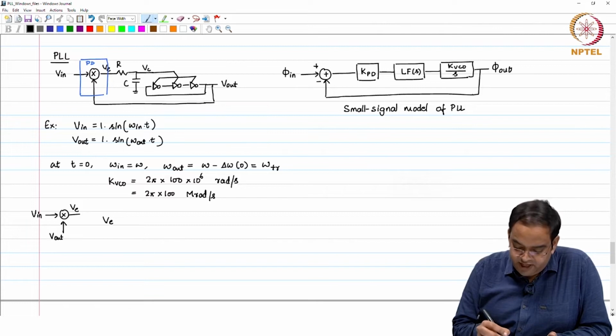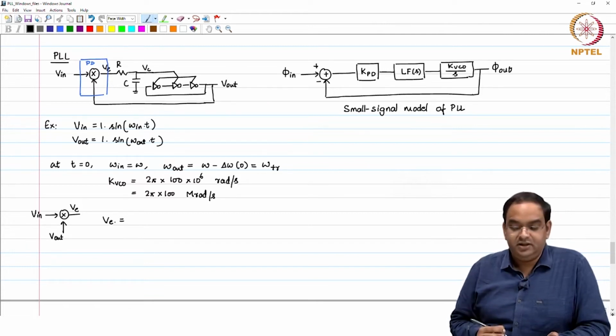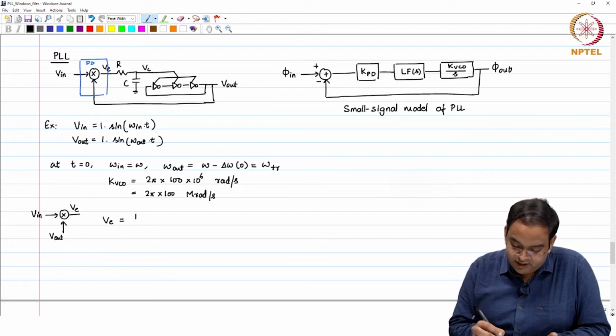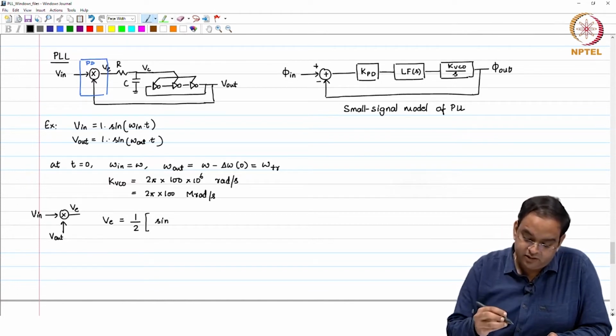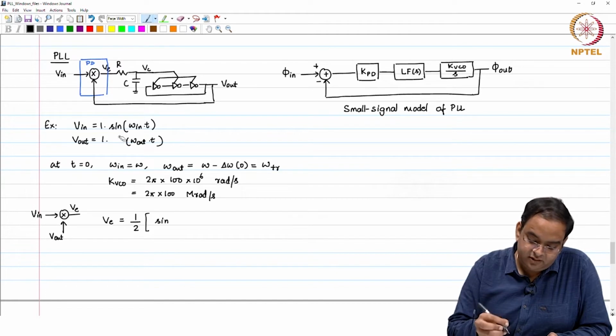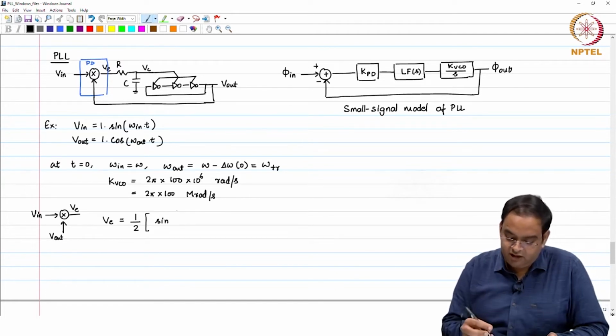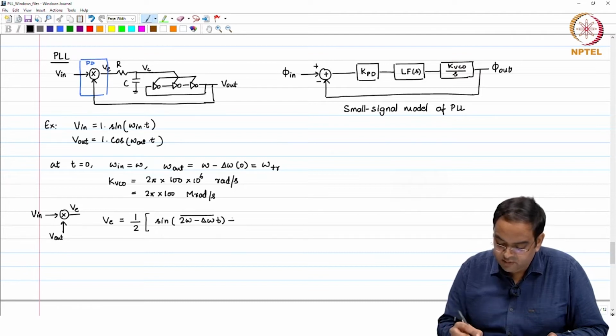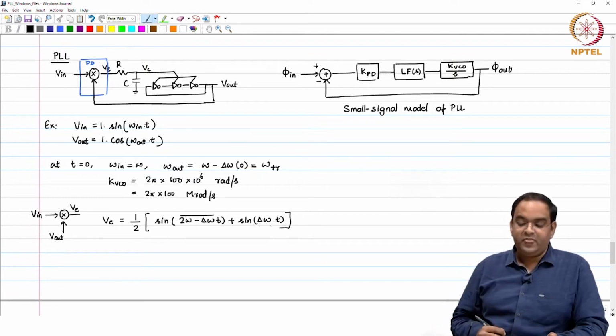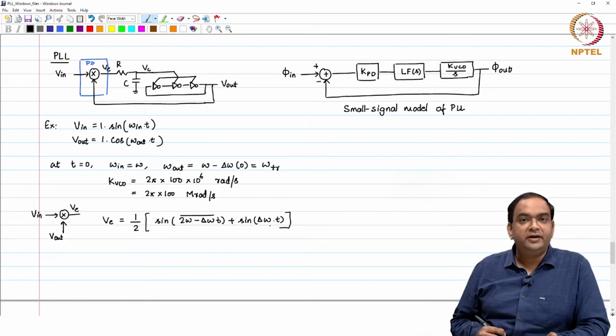So, here V error, as per our previous session calculation, is half times, here I will choose cosine, half of sine of 2 omega minus delta omega times t plus sine of delta omega t. This is what we have as V error.